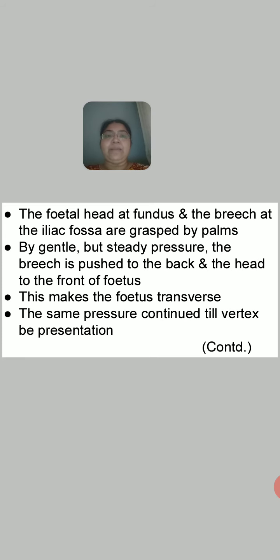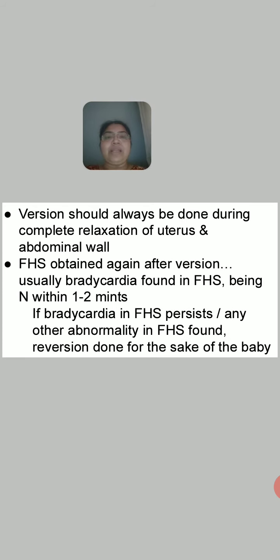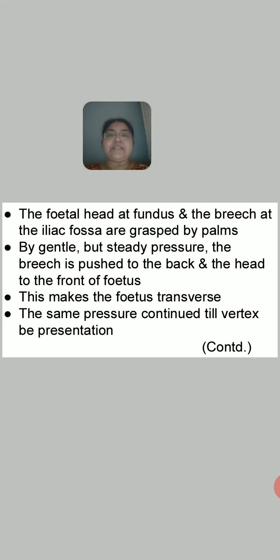By gentle but steady pressure, the breech is pushed to the back and the head is pushed to the front of the fetus. You have to sustain the pressure. At one stage, from the longitudinal lie, the fetus turns transverse. By giving continuous pressure from both sides, from the fundus downward and from the buttocks upward, the fetus turns from the longitudinal lie into the transverse lie.